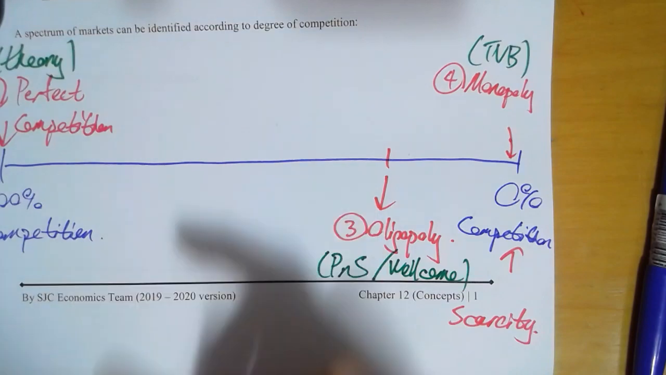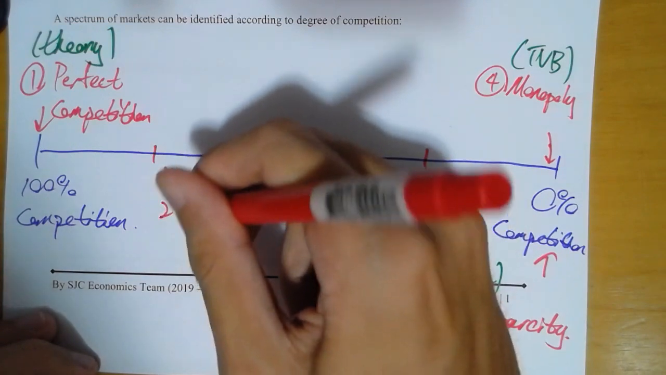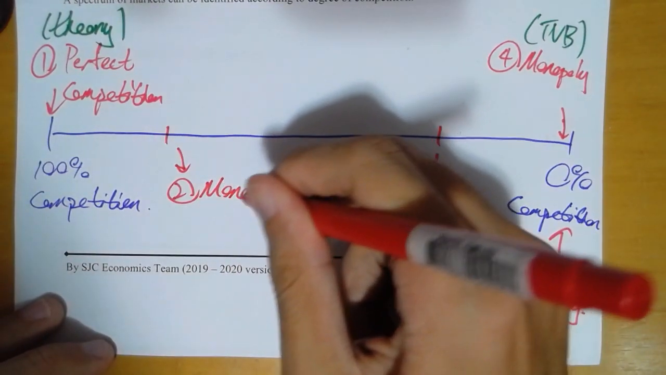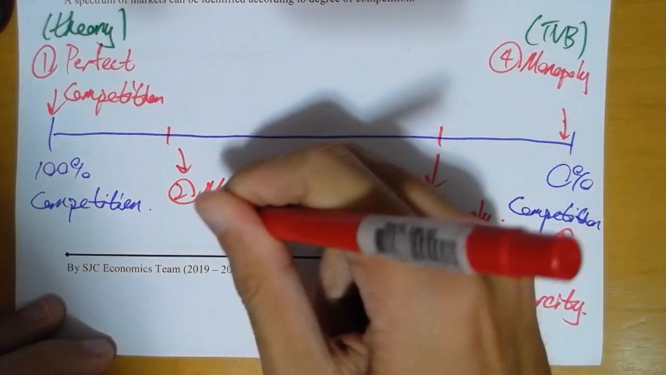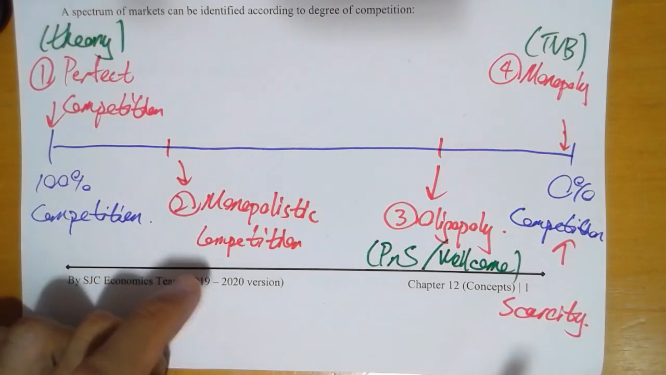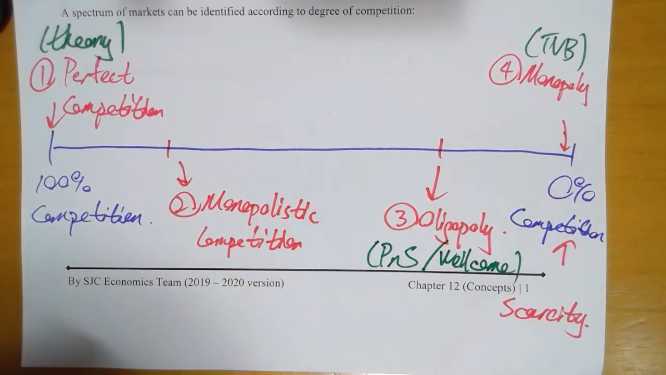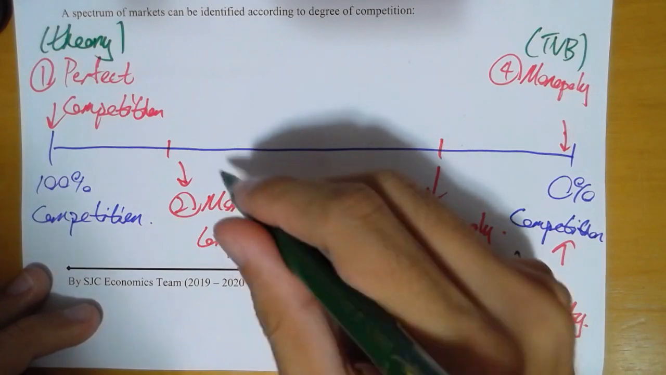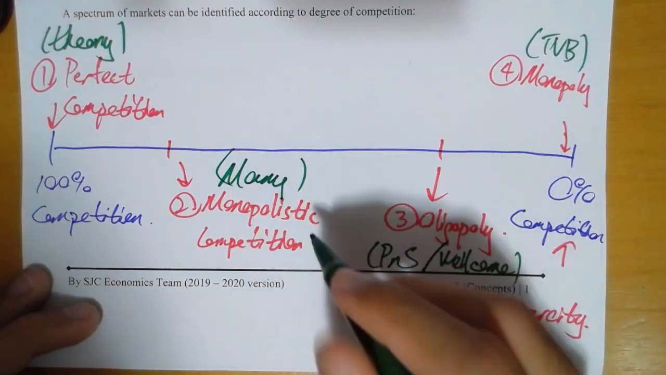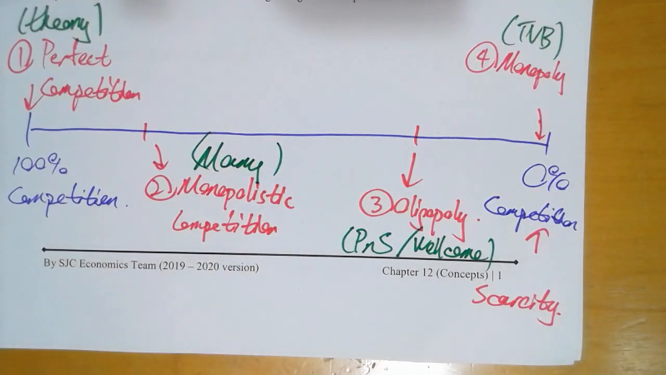Close to perfect competition, but not exactly perfect competition, we also have one form we call monopolistic competition. Don't be fooled by this name. Although it's called monopolistic, it's anything but monopoly. In fact, you can think of it as many competition. As to why it is called monopolistic, let's not go into that, since it's not within our syllabus. We try not to complicate things.